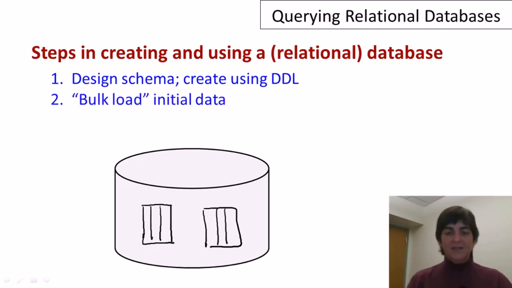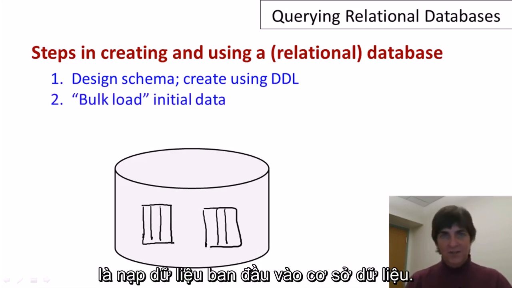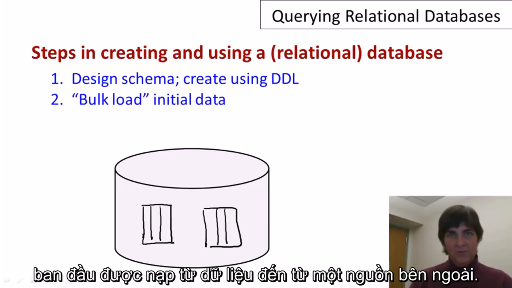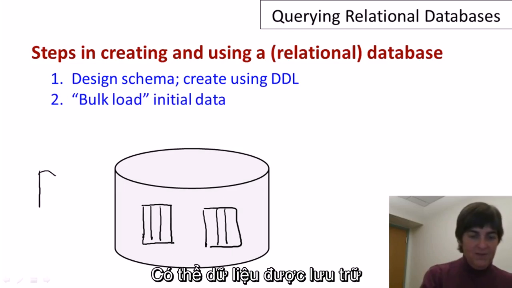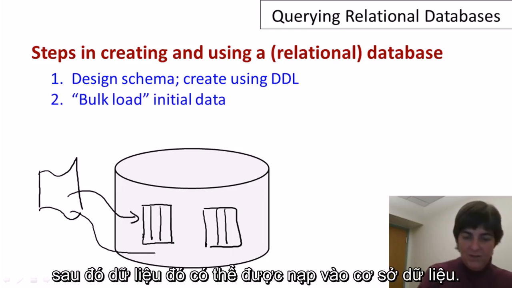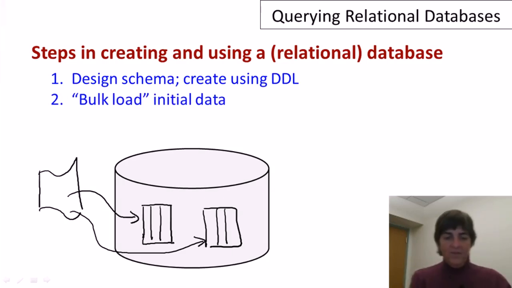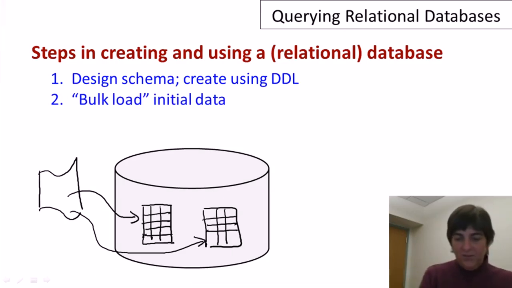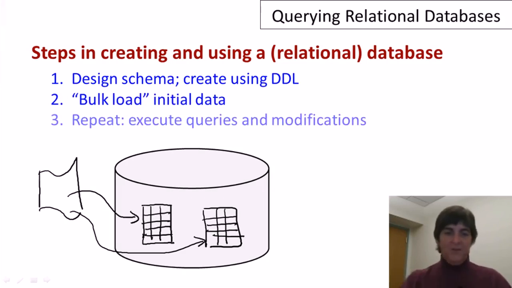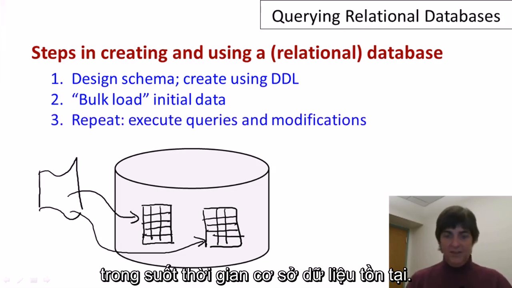Once that's ready, the next step is to load up the database with the initial data. It's fairly common for the database to be initially loaded from data that comes from an outside source. Maybe the data is just stored in files of some type, and then that data could be loaded into the database. Once the data is loaded, then we have a bunch of tuples in our relation. Now we're ready for the fun part, which is to query and modify the data. And that happens continuously over time as long as the database is in existence.